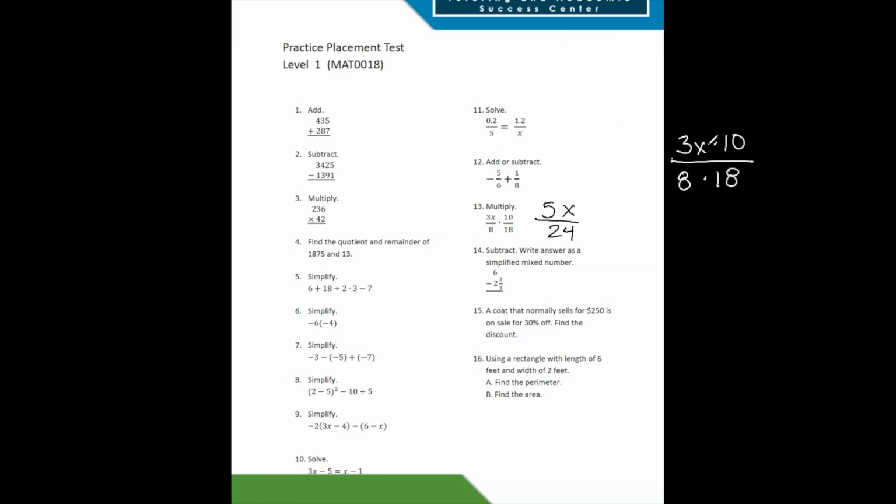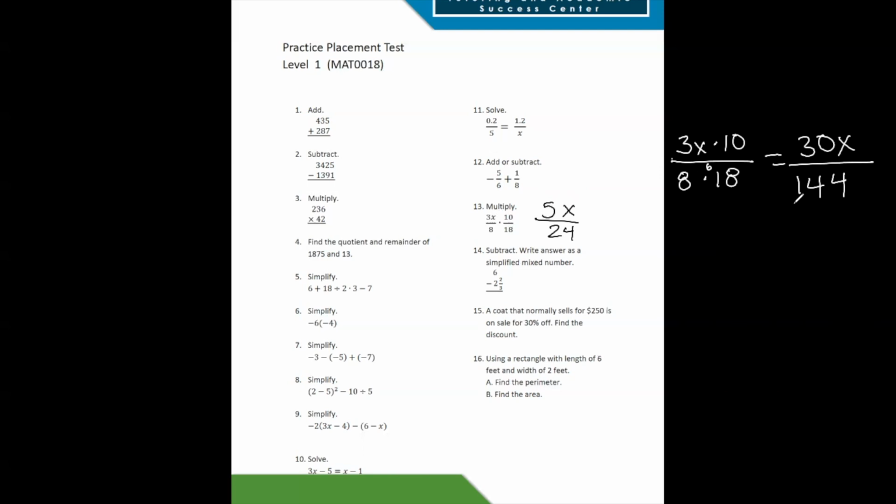So we're going to do 3x times 10. Well, 3 times 10 is 30, and the x tags along. And then 8 times 18, that's difficult for me to do in my head. So I'm going to do 8 times 8 is 64, carry my 6. 8 times 1 is 8, plus 6 would be 14. So I have an answer of 30x over 144, but I know for a fact that this can be reduced. The reason I know for a fact is because they're both even numbers. So I can definitely divide both numbers by 2.